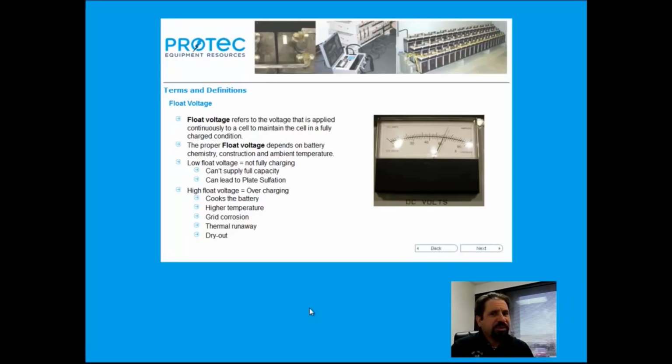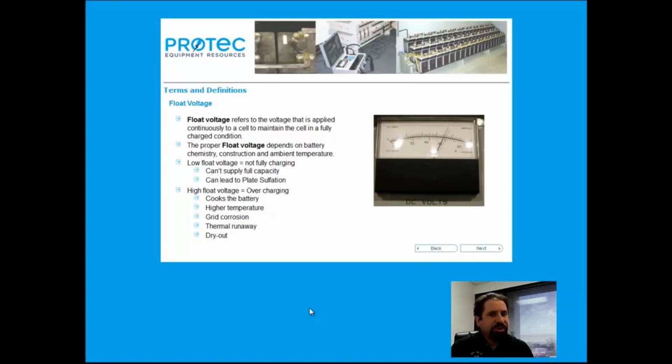Float voltage refers to the voltage that is applied continuously to a cell to maintain the cell in a fully charged condition. The proper float voltage depends on battery chemistry, construction, and ambient temperature. Low float voltage equals a not fully charged cell. And a cell that is not fully charged cannot supply full capacity and can lead to plate sulfation, which can become a failure mode.